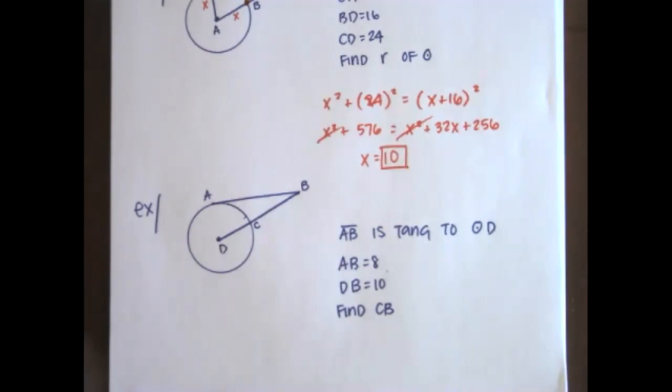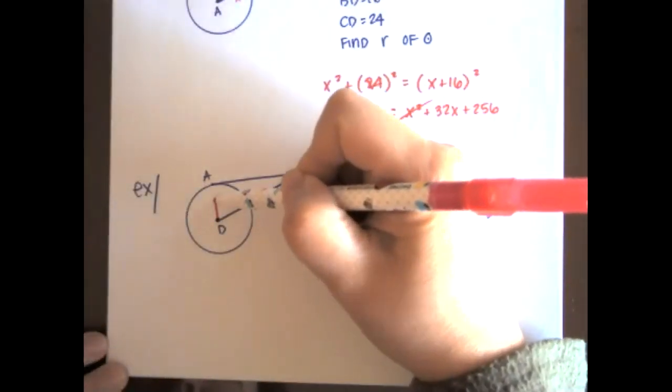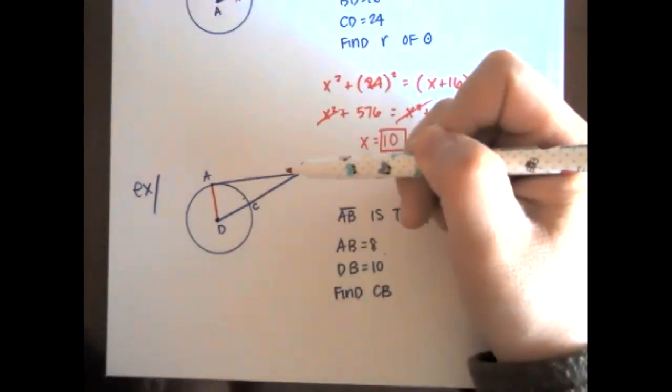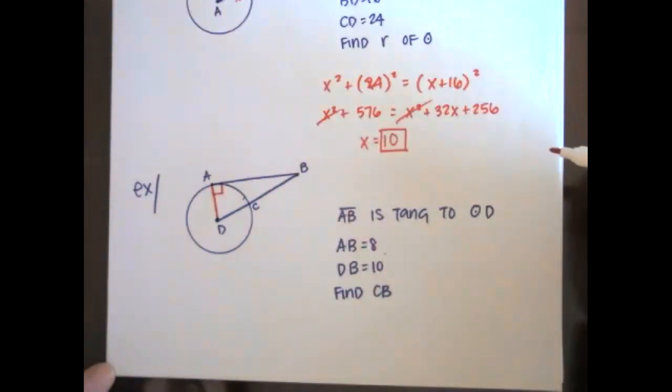All right, so for this problem, it's kind of tricky because you have to draw in the radius yourself. What happens when you draw a radius to a tangent? You create a right angle. Radius to a tangent creates a right angle.